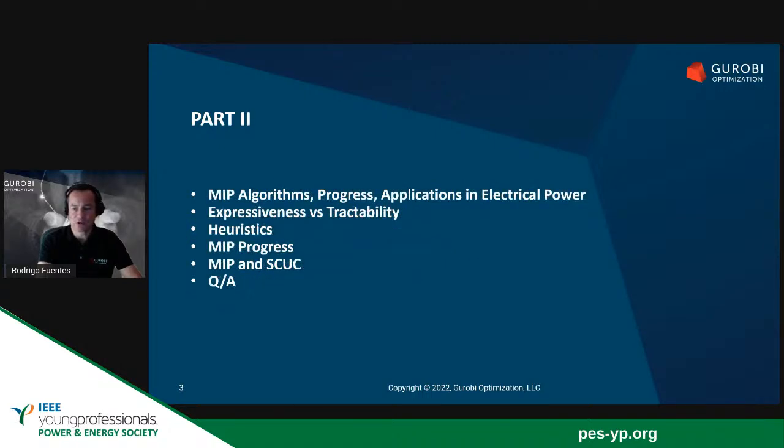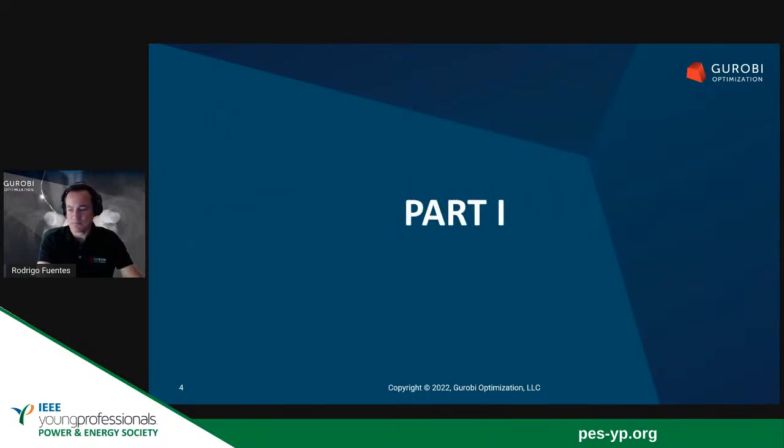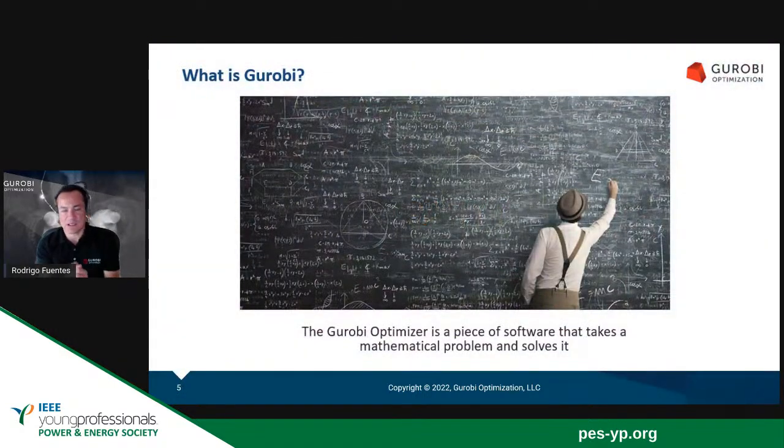For the second part, we will talk about MIP algorithms and how such algorithms have benefited applications in power systems. We'll talk about the difficulty in expressing models and how tractable they are, the use of heuristics, how mixed integer programming has evolved over time, mixed integer programming and security constrained unit commitment, and of course, a Q&A section towards the end.